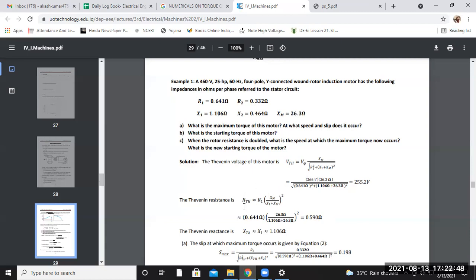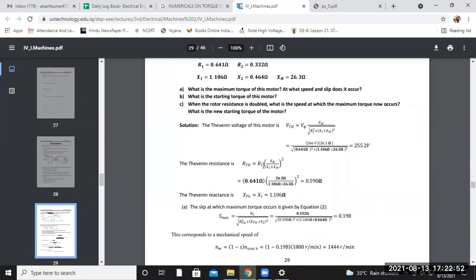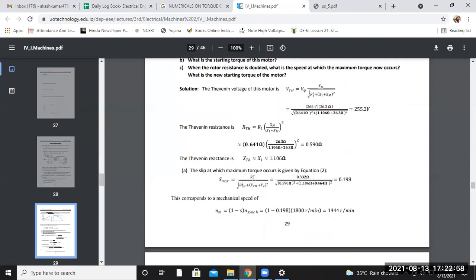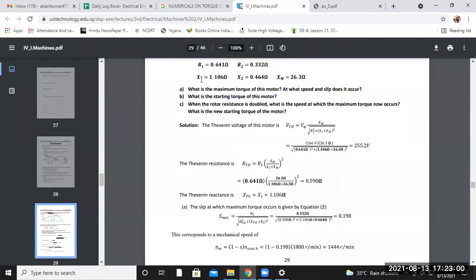That is the formula regarding your Thevenin resistance in the induction machine. By putting in the proper values, you will get the Thevenin resistance as 0.590 ohm. Now the Thevenin reactance is approximately equal to X1. So this X1 is approximately equal to 1.106.